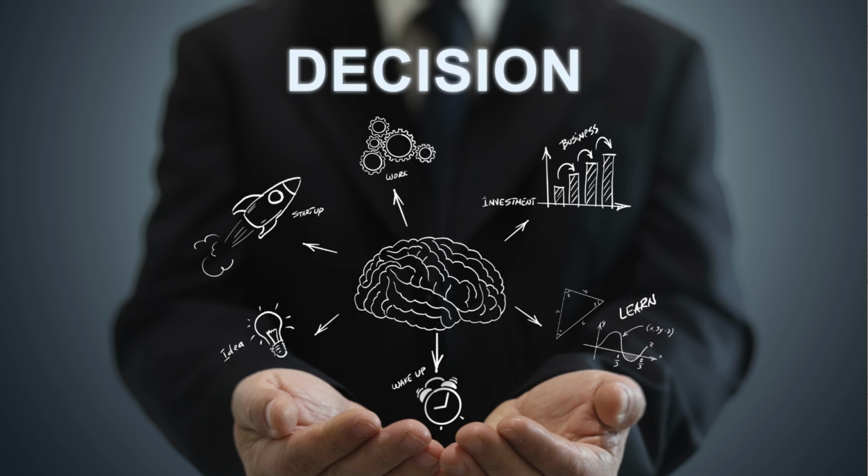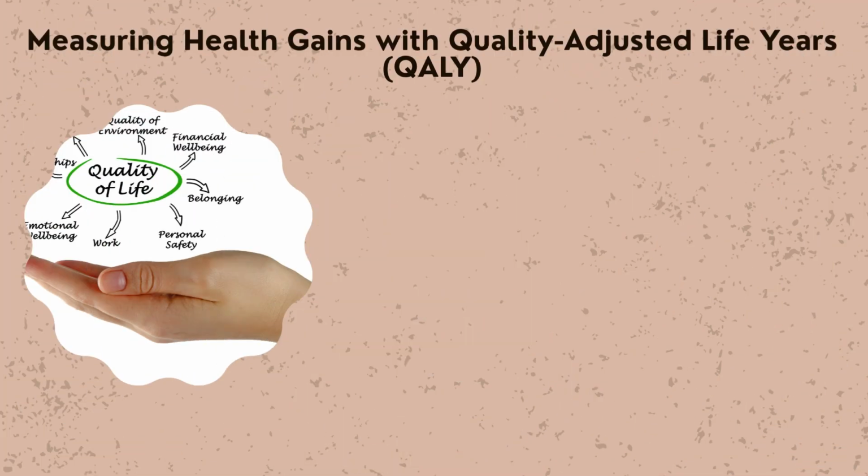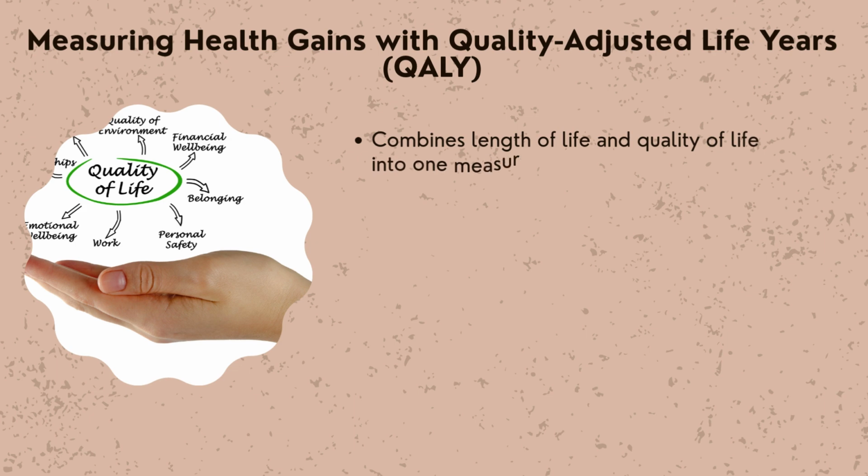But before talking about the Incremental Cost-Effectiveness Ratio, we have to define two important metrics. First, the quality-adjusted life years, which is one of the most widely used measures in health technology assessment. A quality-adjusted life year combines two things into a single number: how long a patient lives and how good that life is in terms of health. It's essentially a way to measure not just more years, but better years.